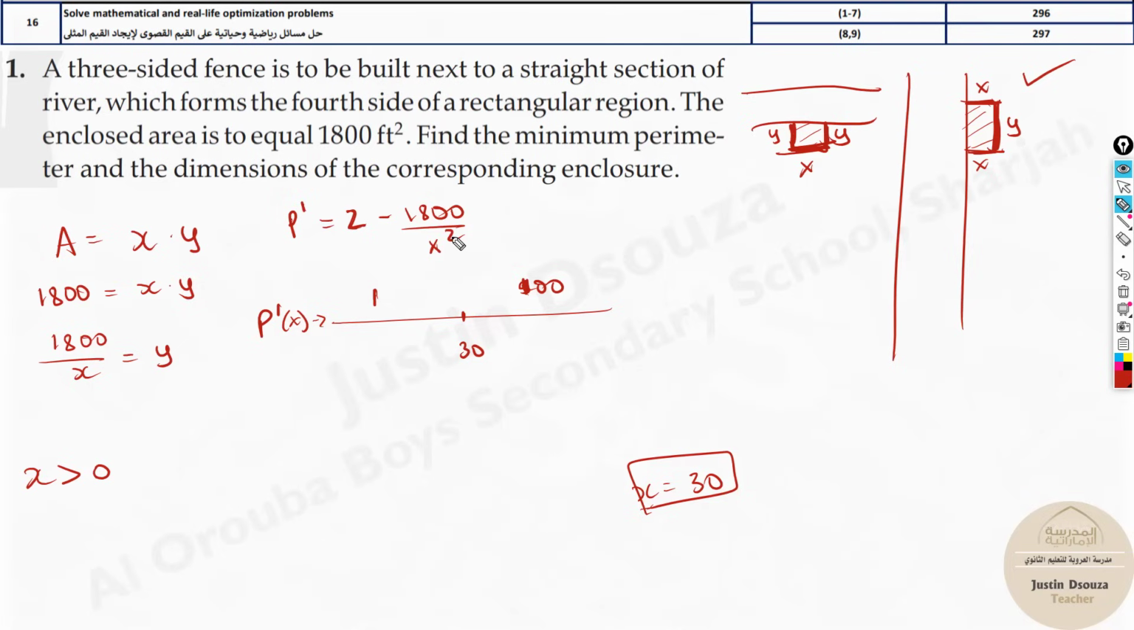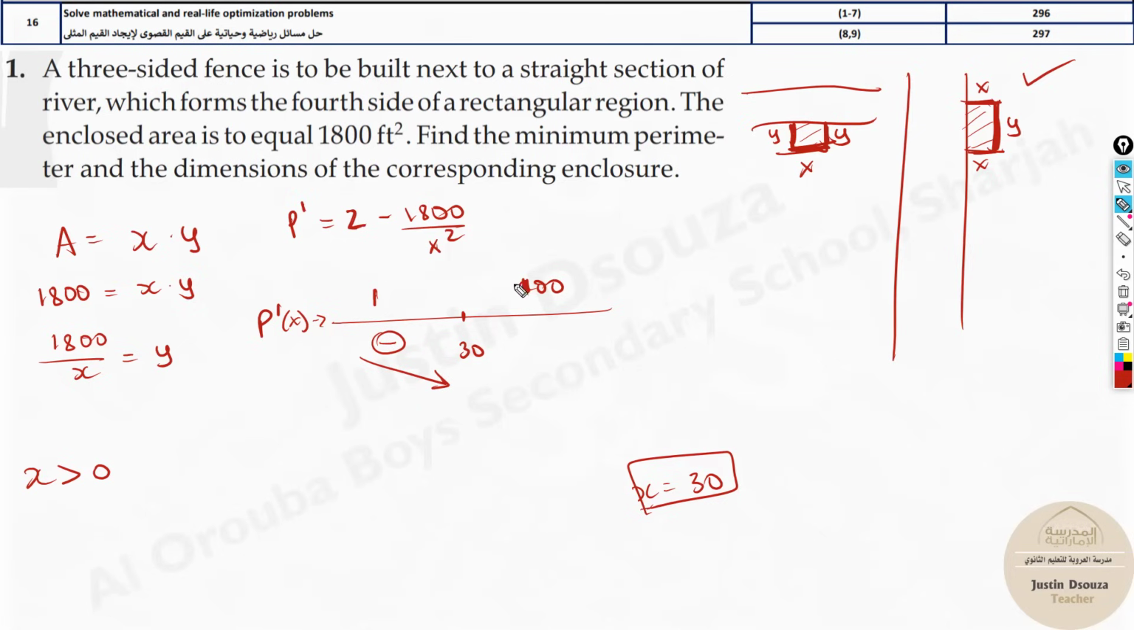Here, substitute this number over here and check whether you're getting a positive or negative value. So when you substitute 1 back in over here, what happens is you will have 2 minus 1800. It will be a negative number, minus sign, so it's decreasing. Now, whenever in the first derivative you get negative in this number line, this means it's decreasing.